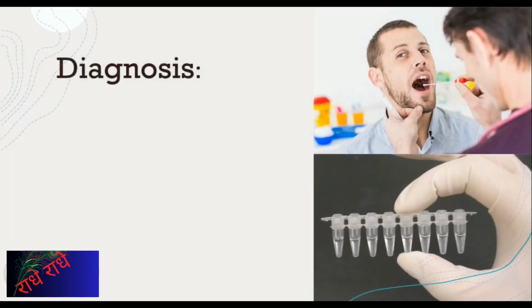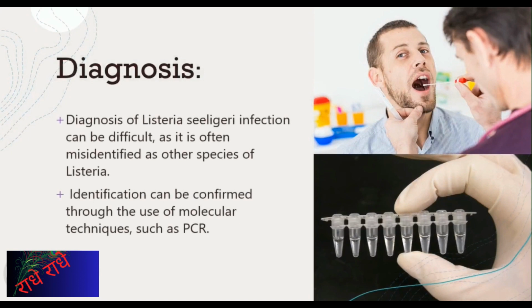To diagnose a Listeria seeligeri infection, polymerase chain reaction, PCR, should be used as it is the recommended technique. This molecular analysis is essential to differentiate between various species of Listeria and correctly identify the strain, thus guaranteeing an accurate diagnosis and treatment.